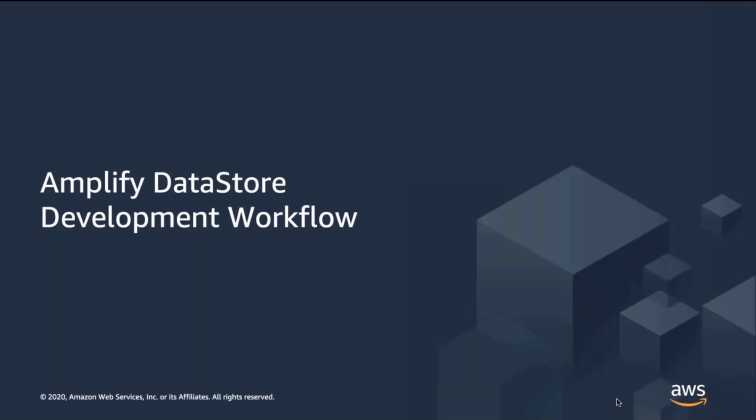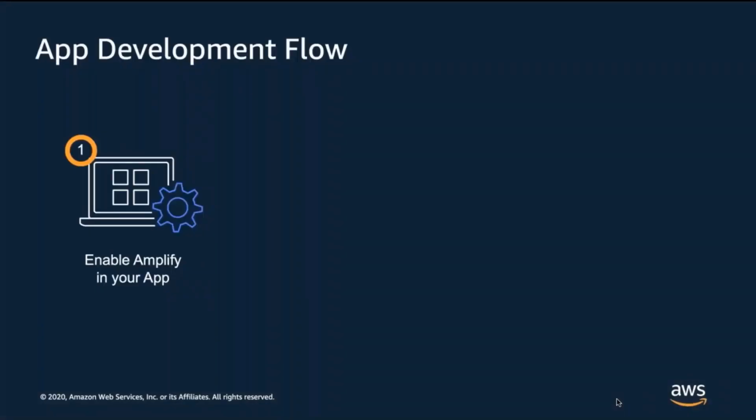So how do you get started developing with DataStore and Amplify? Well, the first thing you would do is go to the AWS website and install the Amplify CLI and read the documentation there. It's all available on GitHub. And once you've installed the Amplify CLI, you will take an app, and these apps can be JavaScript apps, native apps, and you're going to enable Amplify in the app by running a command called Amplify init.